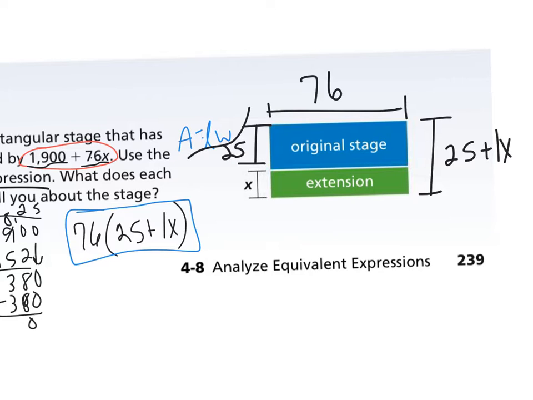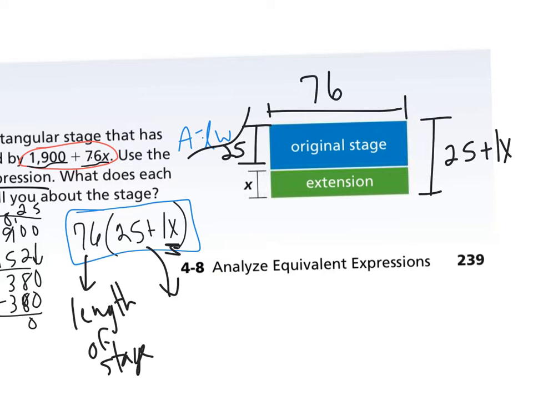So again, the 76 we could say would represent the length of the stage, and the 25 plus 1x, the 25 was the original part, and then the plus x is our extension. So this is our width, including the extension.